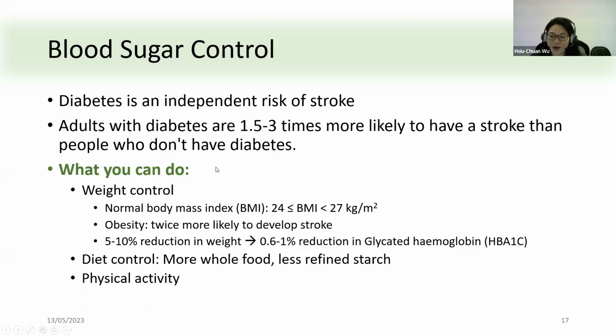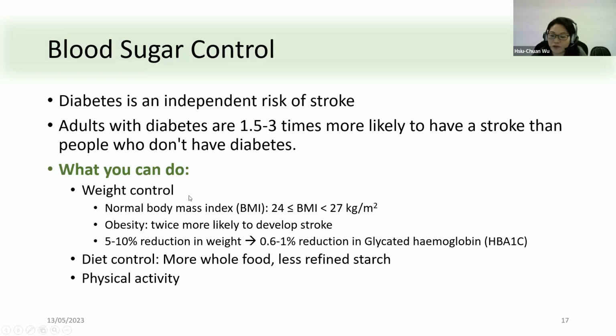So the first thing is weight control. In Taiwan, our normal body mass index, BMI, is between 24 and 27 kilograms per square meter. I think different countries might have slightly different regulations, but it's pretty much a similar range as Taiwan. So if you are overweight or obese, you are twice as likely to develop stroke. So controlling body weight is very important, and controlling your body weight can also control your blood sugar.